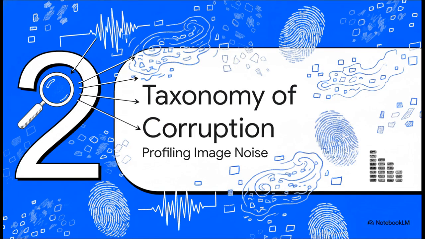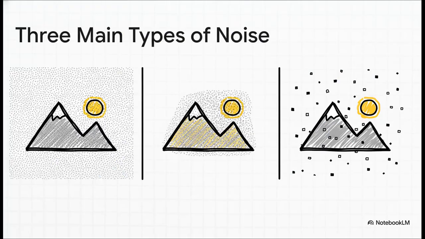So to solve this case, we first have to identify our culprit. And in our world, that means we have to profile the different kinds of noise. You see, each type leaves behind a unique signature, its own kind of digital fingerprint that we can learn to spot. So we're basically looking at three main suspects.